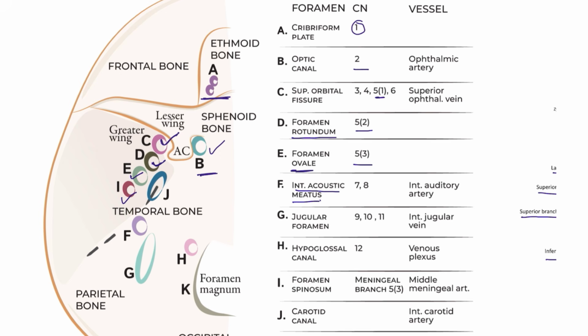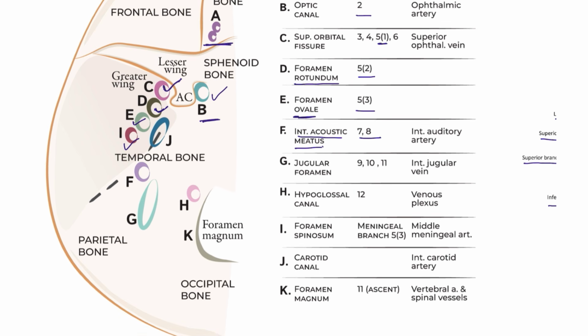Acoustic means it is something about the auditory. So the vestibulocochlear nerve and also the facial nerve are passing here. Next, the jugular foramen. The jugular foramen is a question that is asked, guys. This is the jugular foramen. The question was: what are the three nerves passing here? The ninth, 10th and 11th. These are the ones which will be passing here.